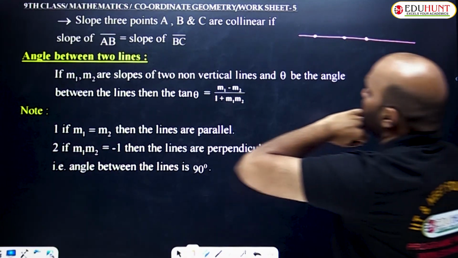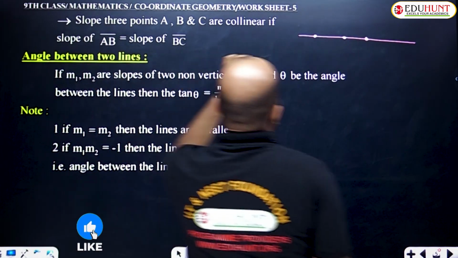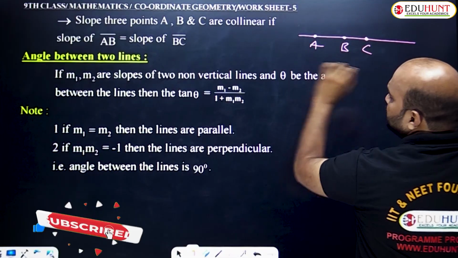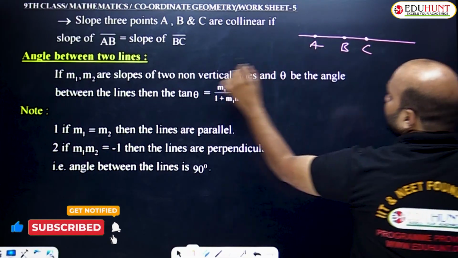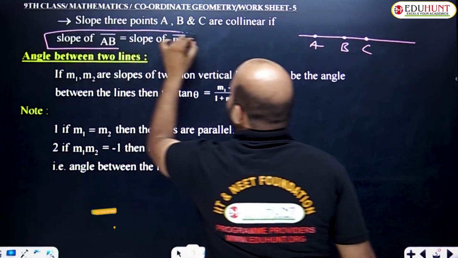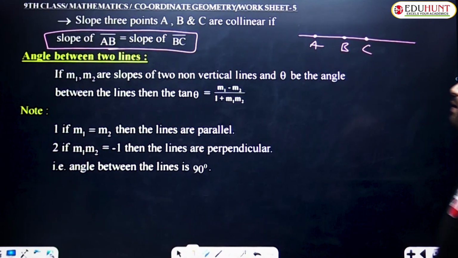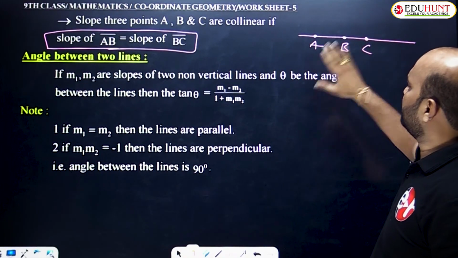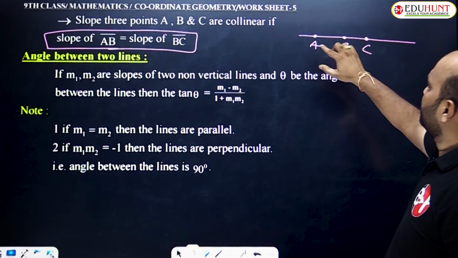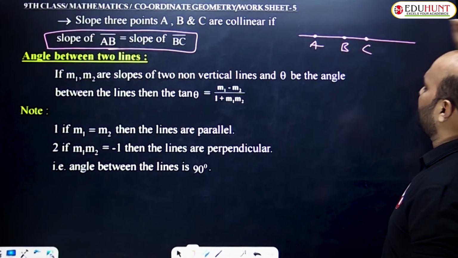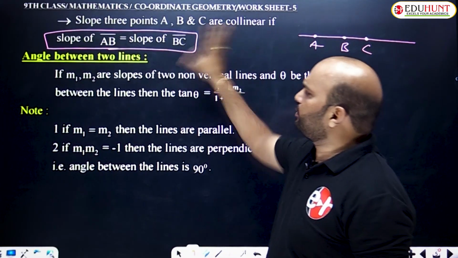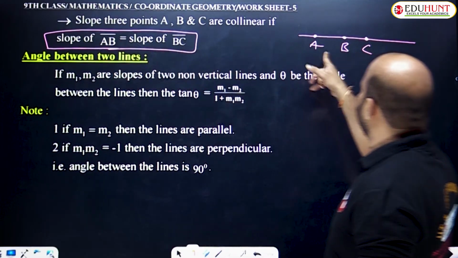Am I clear? So if it is given collinear points, let me take A, B, C as collinear points. Here slope of AB equals slope of BC. Slope of AB equals slope of BC. This is a very important condition. So when we apply the method, if three points A, B, C are collinear, nothing but these three points lie in the same straight line, then slope of AB equals slope of BC.